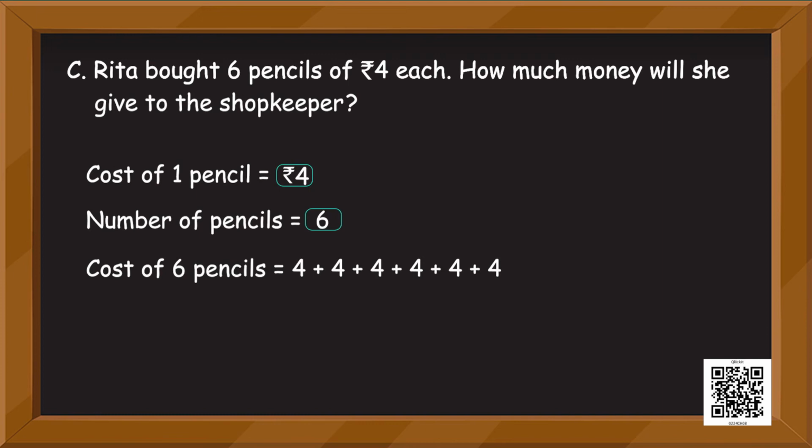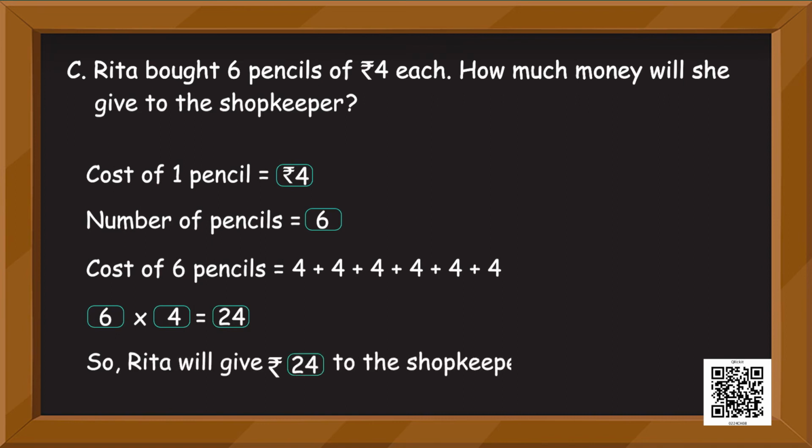Good. Or when we have to multiply it, we can say 6 into 4 is equal to, tell me, 24. So Rita will give 24 rupees to the shopkeeper. Very good. Now can you do the next question? It's a challenge now, let me tell you.